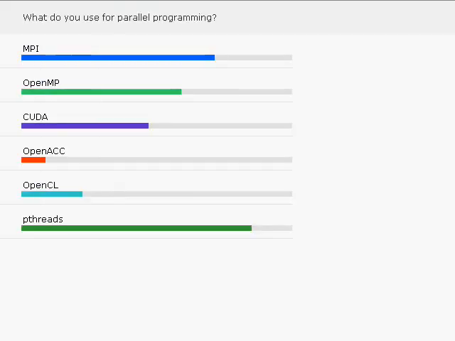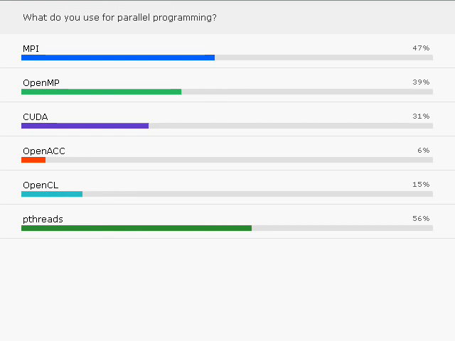Okay, so this is a very interesting set of results. I see a lot of you are pthreads users, as well as MPI and OpenMP. In fact, it's interesting that there's a fairly uniform distribution across some of the major choices. So I think that that's good. I think that means that you are listening to the right presentation.